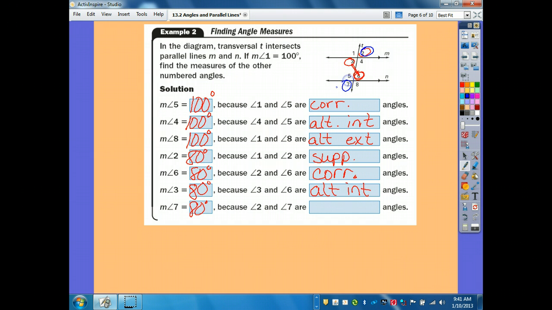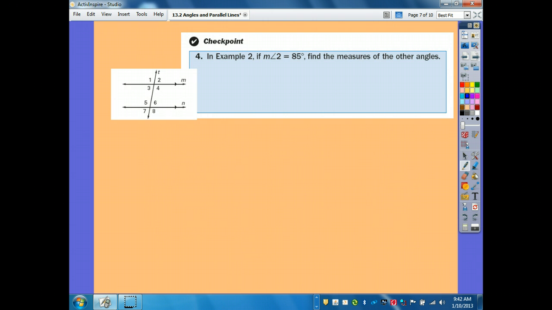2 and 7. Alternate exterior. Good. Alternate exterior. Questions? You have it all labeled, hopefully. Good. Let's do this now. You guys have this already drawn on yours? I'm making mine bigger.